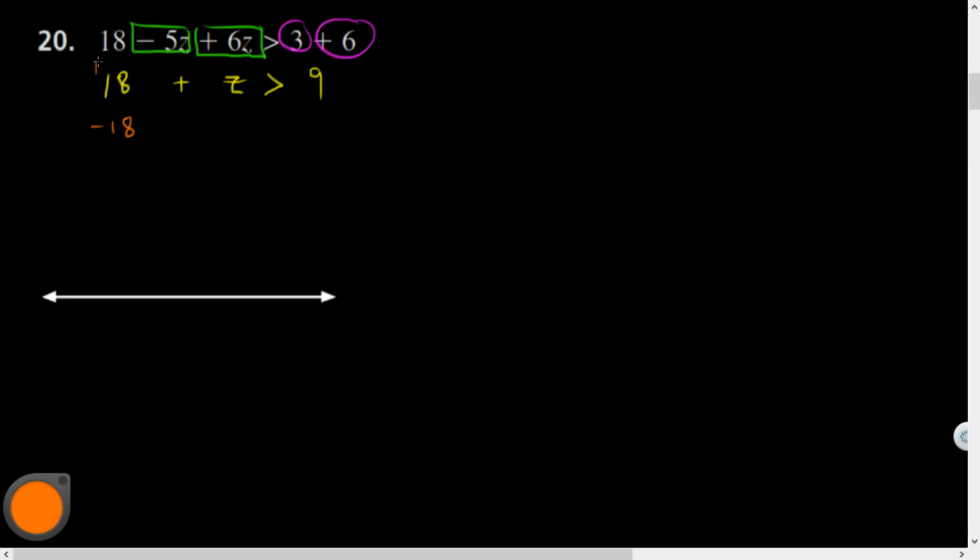18. Yeah, that 18's positive. Remember, this sign is related to the z, so that's not why I'm subtracting. I'm subtracting because this is a positive 18. And subtract 18. Man, we are so good at this, doing the algebra.